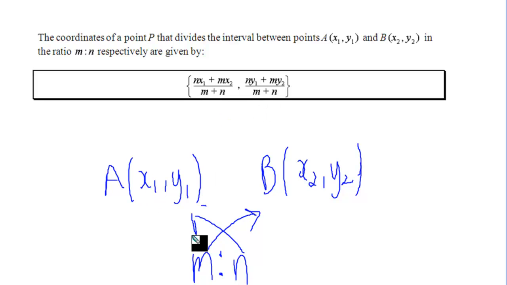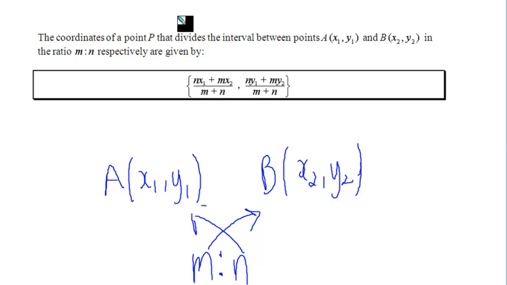The way we do this is, if you set up your points that you've got to divide and your ratio, your ratio parts will multiply by the opposite. I always set it up when I do this formula so that n goes with x1 and y1, and m goes with x2 and y2. That's how I always set it up when I'm doing the formula.